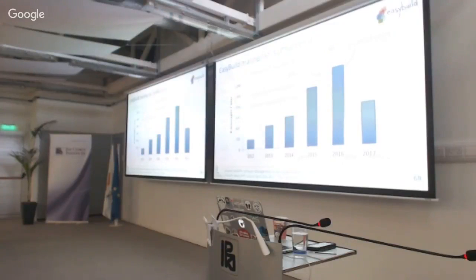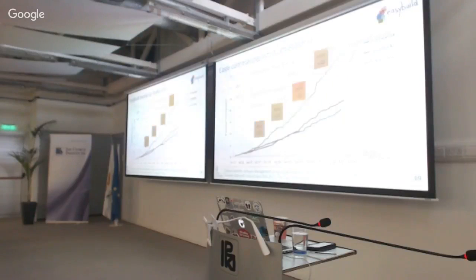EasyBuild messages. Last year we had over 1,000 messages on the mailing list. Certainly growing in terms of usage and in terms of what people are trying to do. Also in terms of code contributions, we're seeing quite a bit of growth.